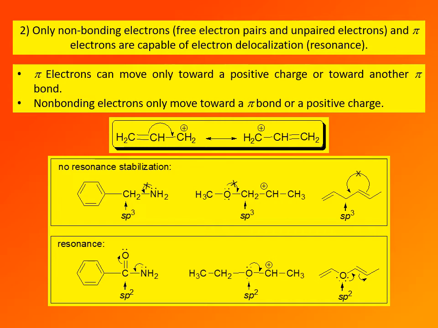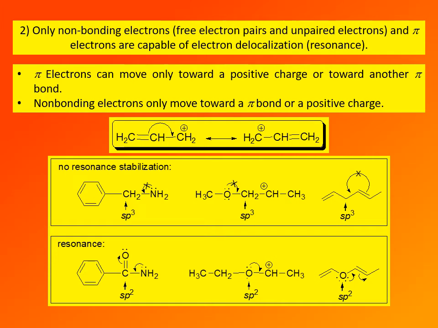So in the first example here, we have a free electron pair on nitrogen and then the neighboring pi electron system of benzene. But there can be no electron delocalization between them, between the free electron pair on nitrogen and that pi system, because there is an intervening sp3 carbon, and that prevents electron delocalization. In the middle, we have a free electron pair on oxygen and a positive charge on carbon. But again, there is an intervening sp3 hybridized carbon, and that prevents resonance. Finally, in the third case of a compound without resonance stabilization, we have two double bonds that are separated by an sp3 carbon. Because of that sp3 carbon, the two double bonds do not exhibit resonance stabilization. They do not exhibit electron delocalization.